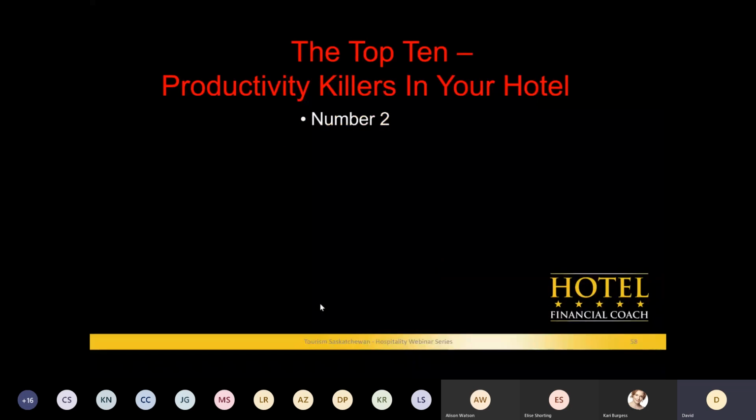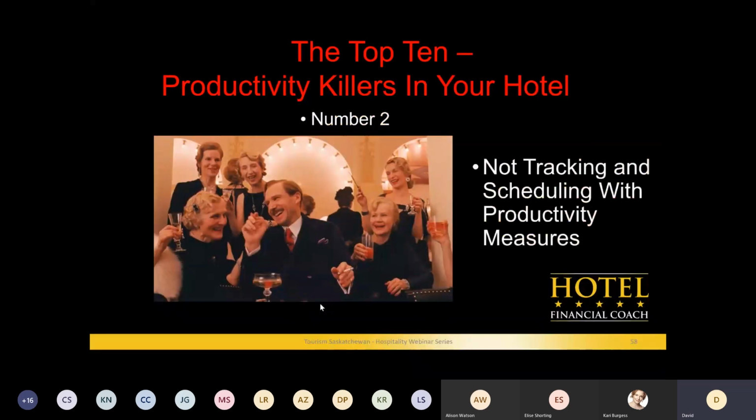Okay, number 2, we're getting almost to the top of the list. Not tracking and scheduling with productivity measures. If you're doing your schedules and you're not tracking productivity and approving that schedule based on the target, you're missing the boat. If you're not following up and reviewing the actual results with each one of your department managers after the fact to see that they were able to be successful and find out if they weren't, why, and help them realize how important this system is, your number 1 expense is going to be much higher than it needs to be. Schedule and track productivity.